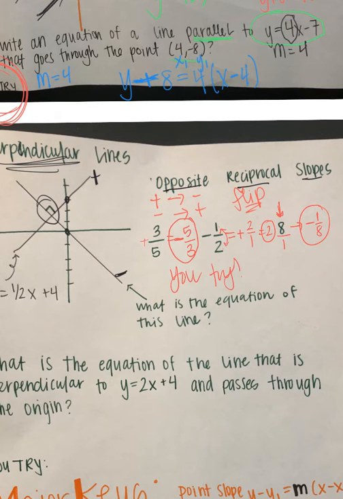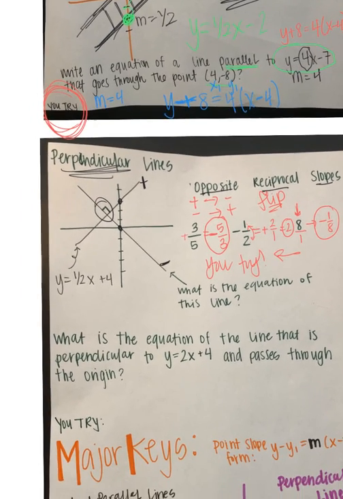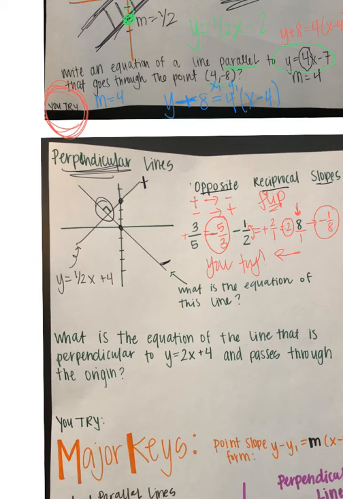All right, I want you to try. A problem's going to pop up on your screen right now. Go ahead and try that one. All right, so let's look at this graph. Hopefully you're understanding the opposite reciprocal. It says, what is the equation of this line? It's pointing to this one right here. Well, it gives us the equation of this line, which is y = 1/2 x + 4.